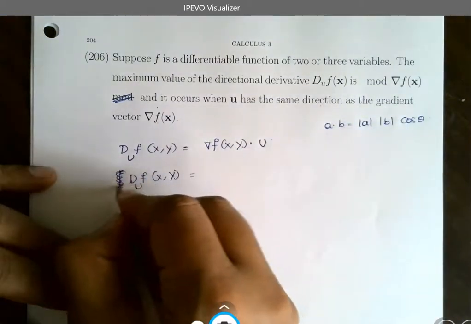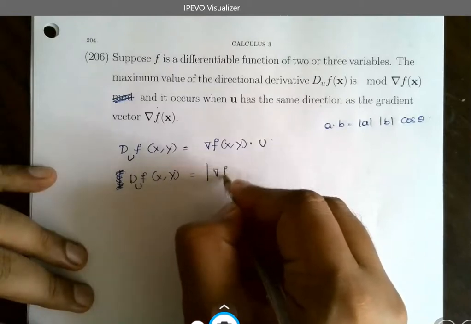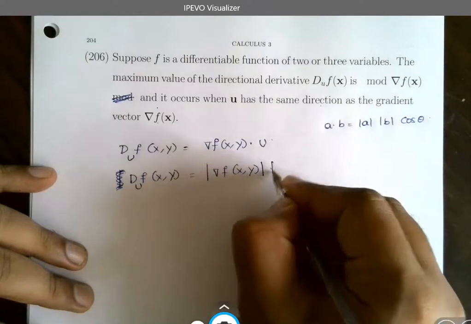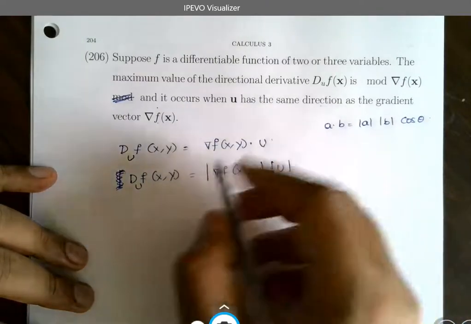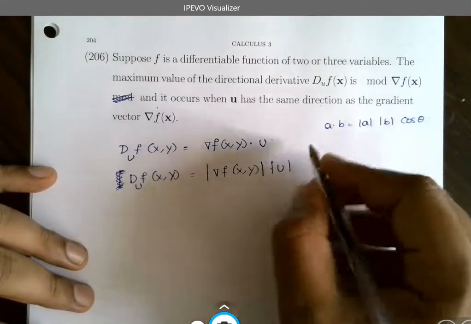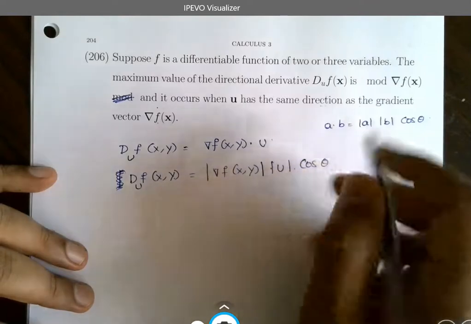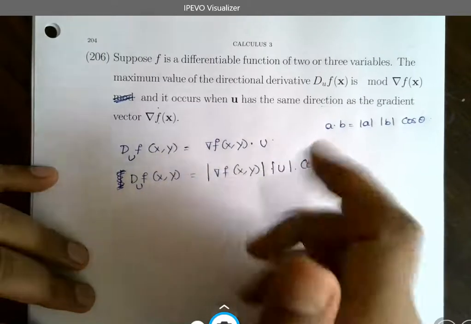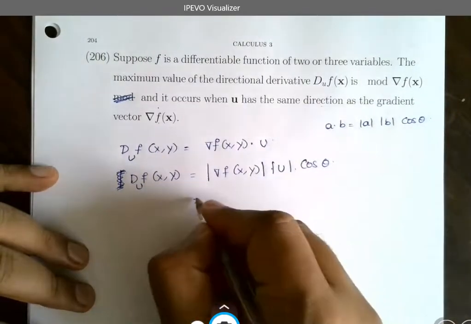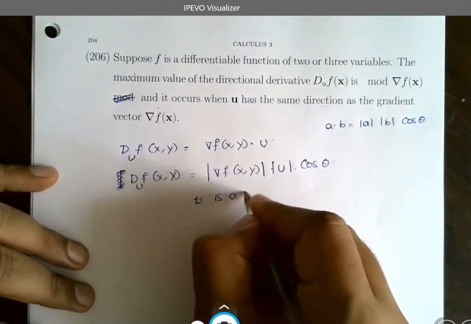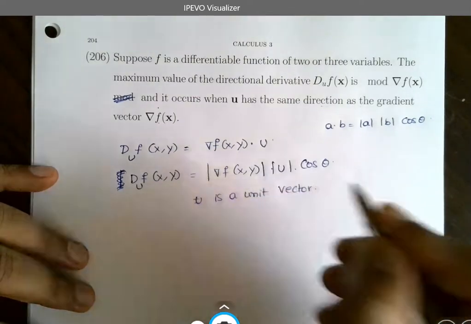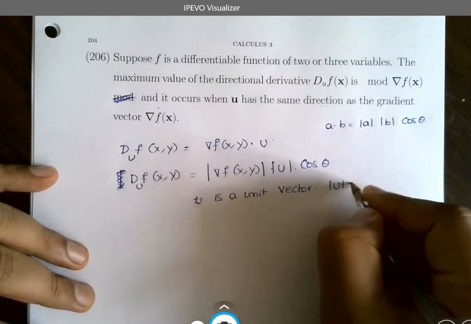So that's going to be the magnitude of the gradient of f at (x, y) times the magnitude of u times cosine theta, and theta is the angle between the gradient and the unit vector. Unit vector means what? u is a unit vector. Remember that. u is a unit vector means the magnitude of u is 1.